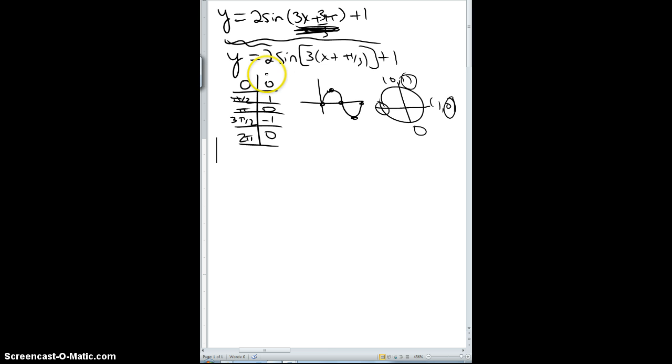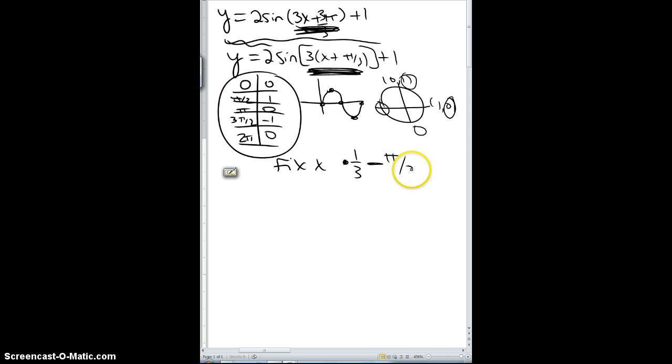All right. And so remember, we're going to take these 5 key points and we're going to fix them based on what this tells us to do. Now remember, this part right here is dealing with your x, and so that tells you that you're going to first of all have to deal with a period, but then you're going to have to shift it pi over 3. So to fix the x, we need to multiply by 1/3 because that's the same as dividing by 3, and then to make this be 0, it'd be negative pi over 3. So we're going to have to shift it a negative pi over 3. So we're going to take all of our x points right here, and we're just going to fix each one of them.